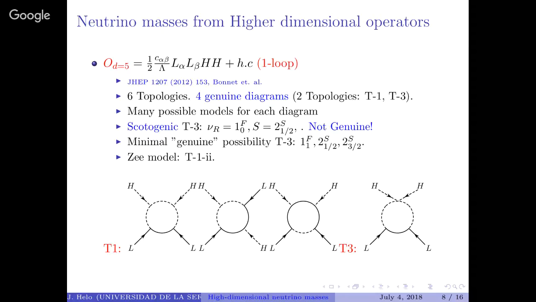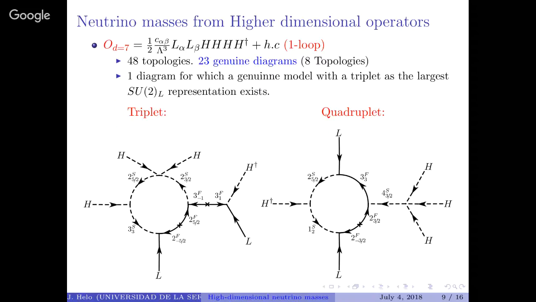In contrast to the tree-level diagram, for one-loop diagrams, the representation and the hypercharge of the internal particles are not uniquely fixed. This leads to a series of possible models at one loop, if one allows for larger SU(2) representations and hypercharges. In our work, we also analyze the dimension 7 one-loop models in a systematic way. We found 48 topologies, from which, however, only 8 can lead to genuine models. In total, there are 23 genuine diagrams.